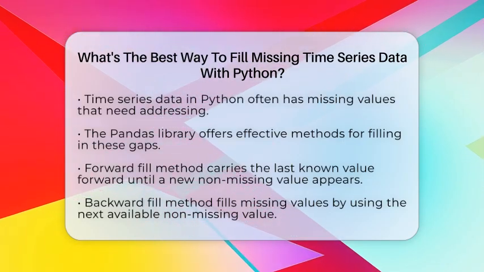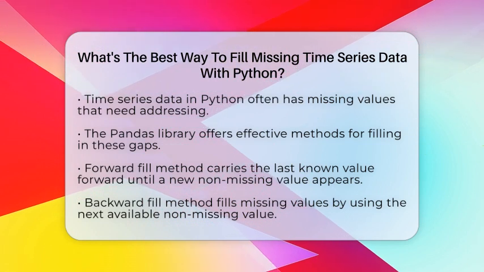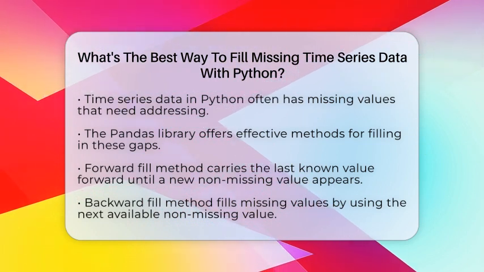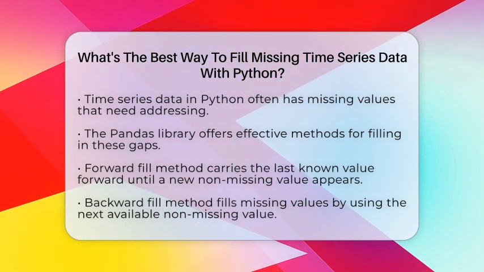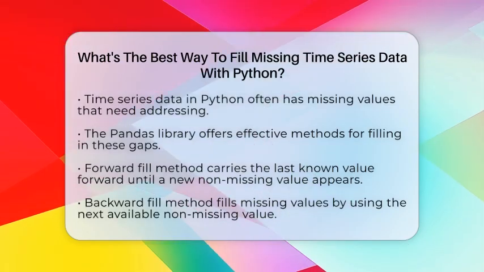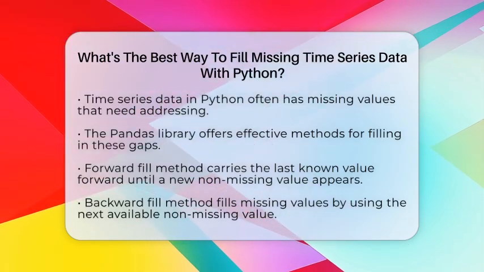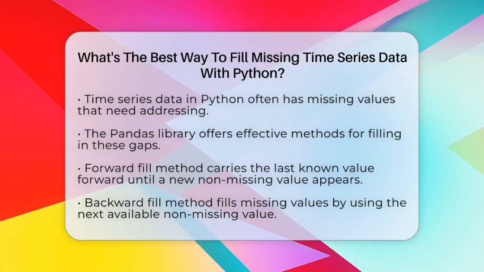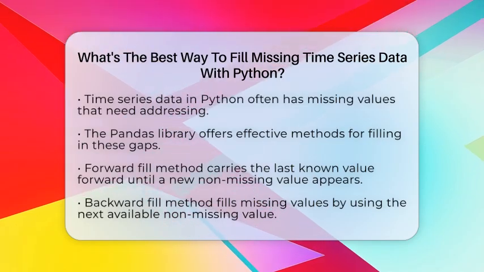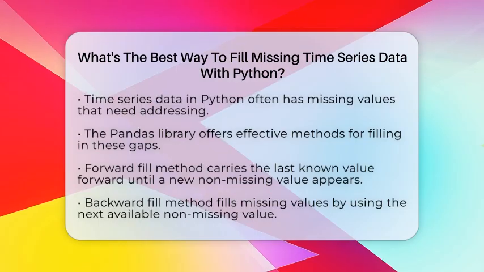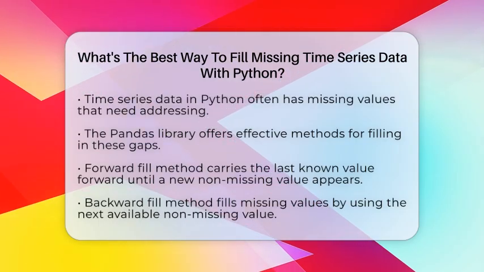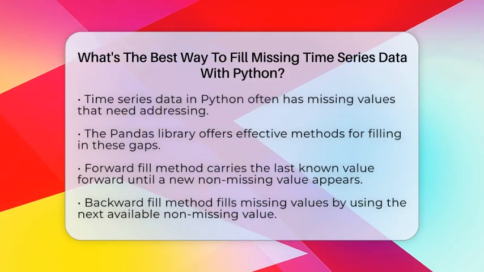First, consider using the forward fill method. This approach takes the last known value and carries it forward until it hits a new non-missing value. It works well when you believe that the last observed value is still relevant. For example, if you have daily sales data and a day is missing, you might assume that the sales from the previous day still apply.